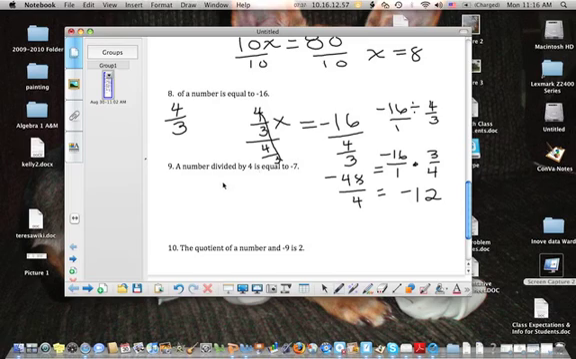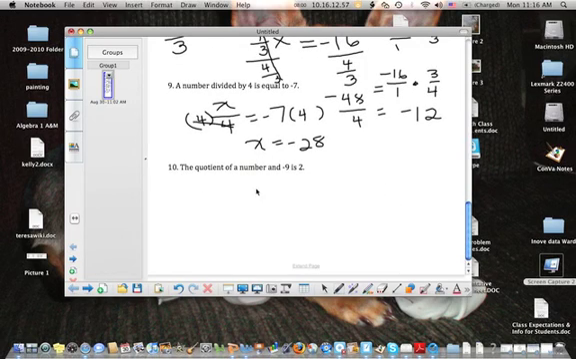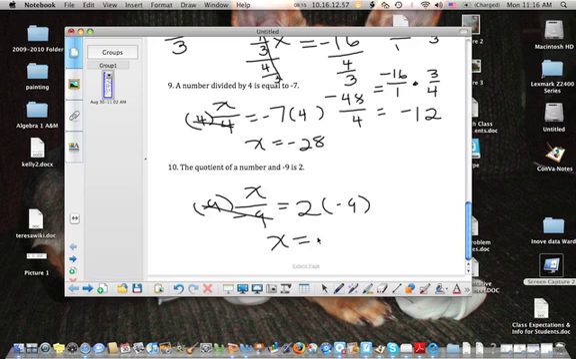All right, last two. A number divided by 4 is equal to -7. The opposite of dividing by 4 would be multiplying, so that's your math. Those cancel, of course, and you get x equals -28. And finally, quotient means divide. So we've got the quotient of a number and -9 is 2. So the opposite of dividing by -9 would be multiplying by -9. Cancel those out. X equals -18. And that would be your notes.